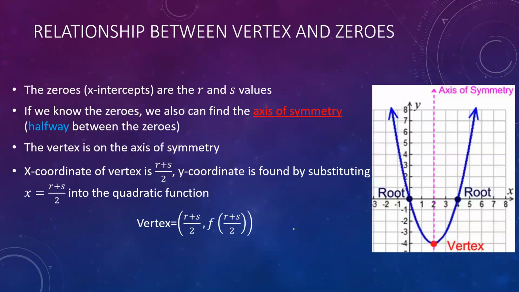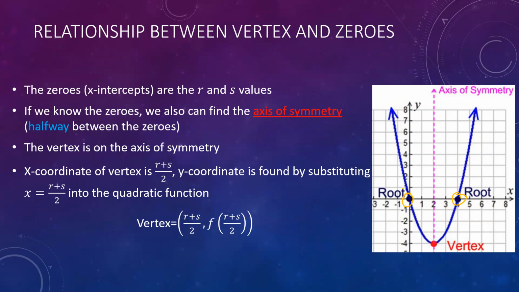So what is the relationship between the vertex and the zeros? And again, I'm hoping this is review as well. You might remember this from grade 10. If I know what my two zeros are, let's say that they're right here, 0 and 4, I'll notice that the zeros are very helpful because they actually will help us identify where the vertex is. And the vertex is the highest or the lowest point on the graph.